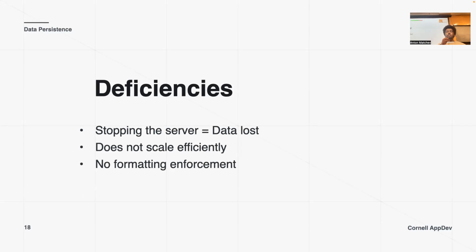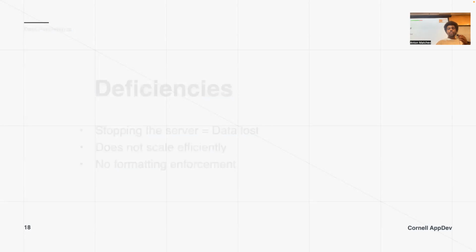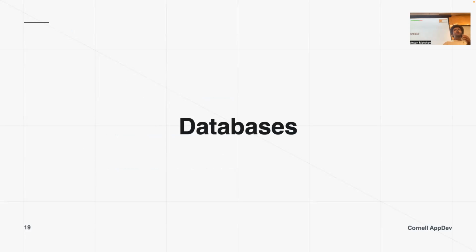And also, it doesn't scale efficiently, since Python dictionaries aren't really used for large amounts of data. And also, there's no enforcement on what kind of data goes into your dictionary. So if you make a mistake where you accidentally put in, say, an int into your string field, that kind of ruins your code. So the way we would solve that is by using an actual database.